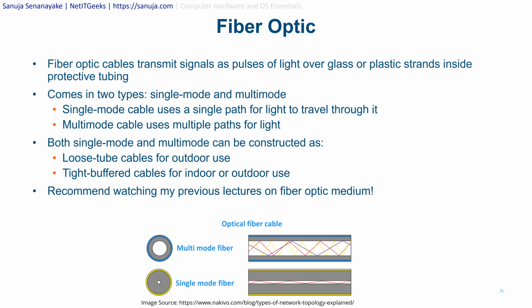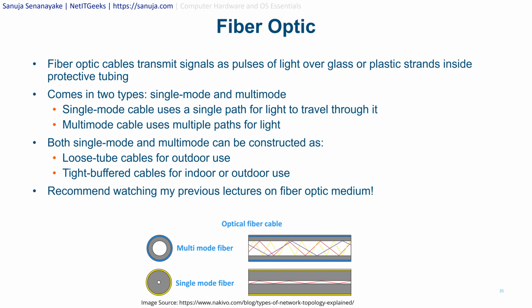So next we're going to look at fiber optic. Fiber optic cables transmit signals as pulses of light over glass or plastic strands inside protective tubing. So fiber optic cables can be made out of either glass or plastic strands. Glass ones are the most common ones. And they come in two types, one called single mode and the other called multi-mode. The single mode cable uses a single path for light to travel through it, while the multi-mode cable uses multiple paths for the light to travel through it.